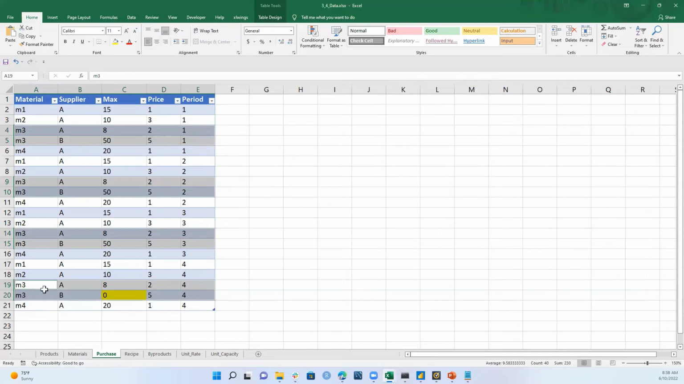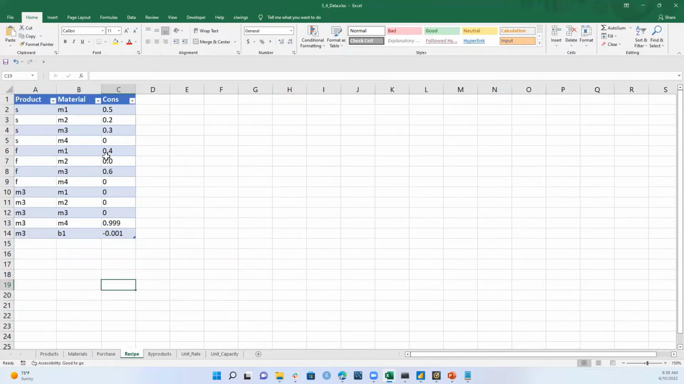But in period 4, we have heard from our supplier B that they're going to have a planned outage at their facility or their distribution center, and so they will not be able to supply us with any material 3 in period 4. So in period 4, we see that we have a pretty big deficit of available material. So 58 tons can be procured in each of these earlier periods, but in period 4, we'll only have 8 tons that we can buy from supplier A.